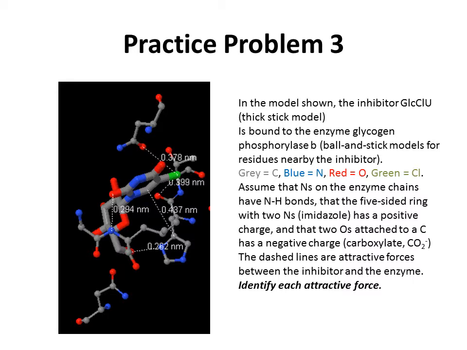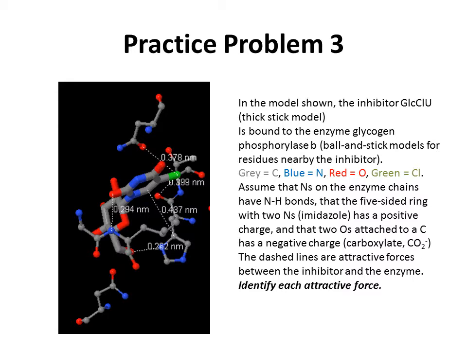And that 2 O's, remember O's are red, attached to a C, which is gray, has a negative charge. It's called carboxylate. It's CO2-. And you can see that in the bottom left side, there are 2 red oxygens. One of them is kind of tilted back, attached to a gray C.